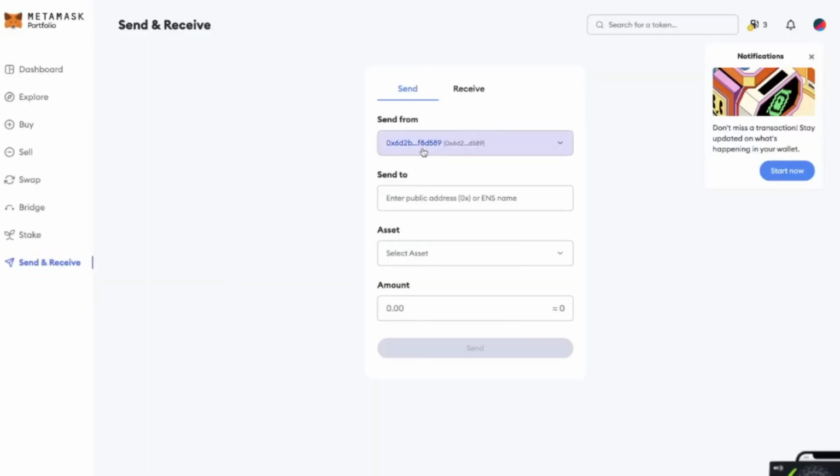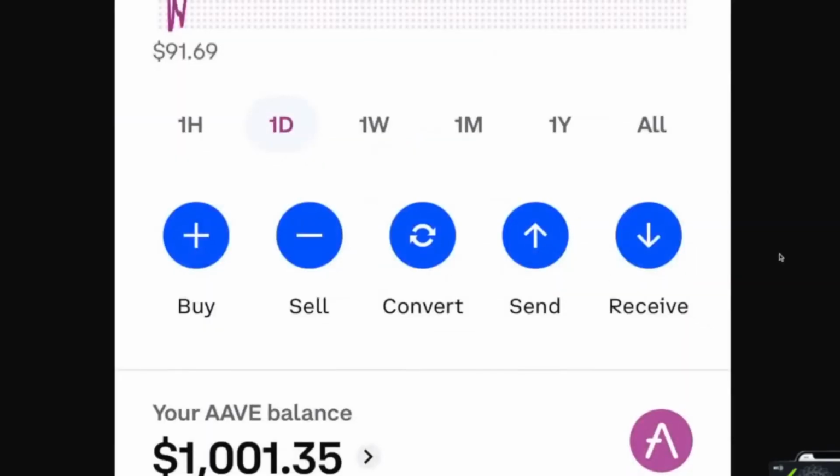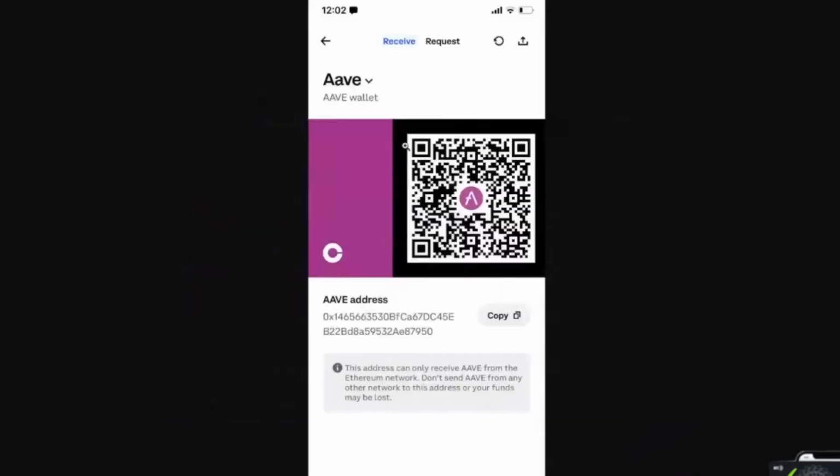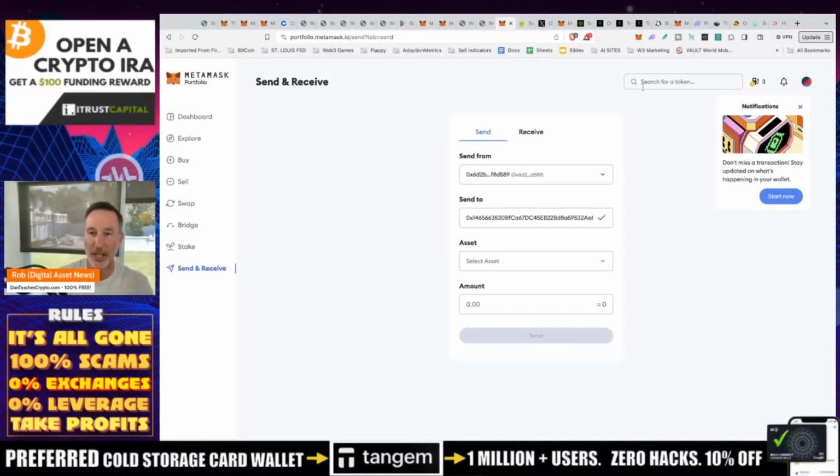Send from, of course, that wallet, send to the public address. Now we need the public address. Again, we just go back to Coinbase and click on receive, because it's going to pull up an address. You're going to copy that address and stick it right there. You're going to select the asset of Aave, then enter the amount and click send. So you know now how to send and receive. Very simple. Now let's start buying some things.